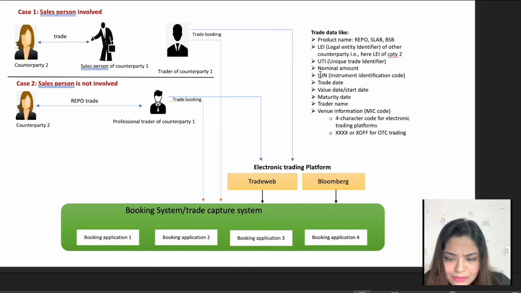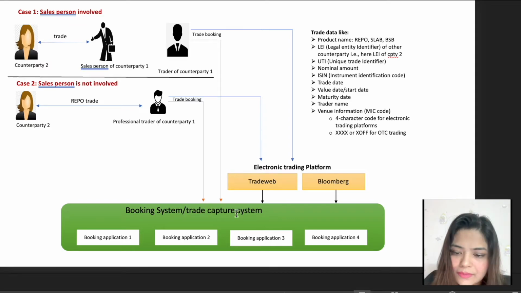So, back to this slide. Other fields like market identifier code, that is the MIC code for an electronic platform. All these basic details, the trader will put into its system. So it is very important to know what the electronic platforms and the electronic trade booking system are. Most of the time SFT, that is security finance trades, are booked over the counter.